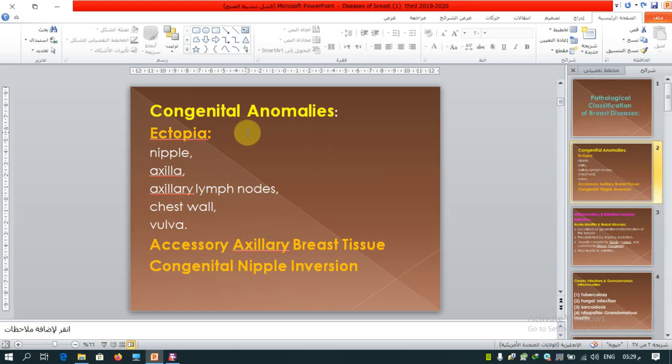Let's start with the congenital anomalies. This includes ectopia, accessory breast tissue, and congenital nipple inversion. Ectopic breast tissue can be seen in the nipple, axilla, axillary lymph nodes, chest wall, and vulva.